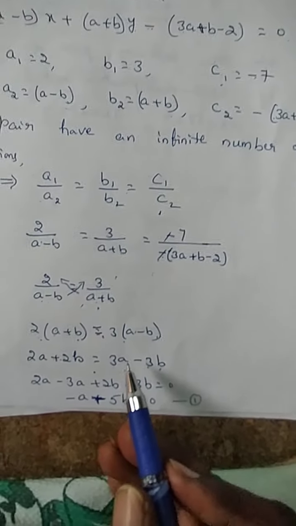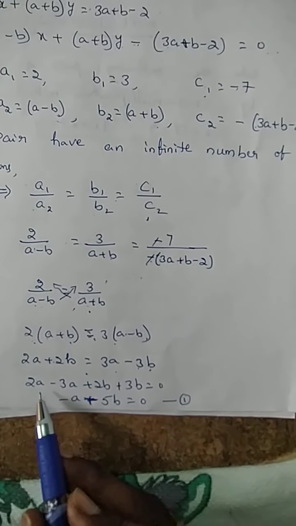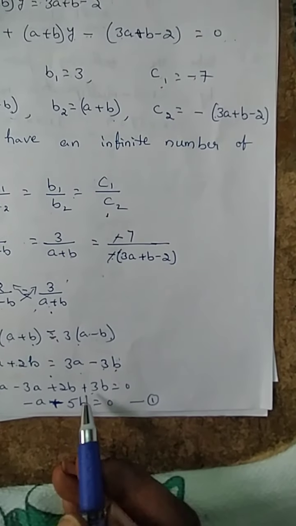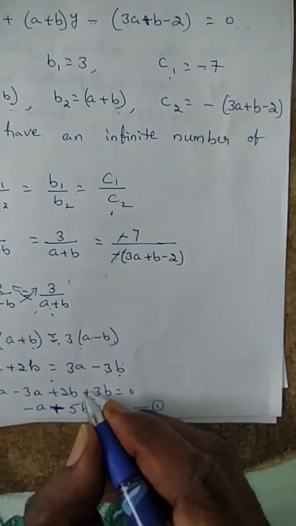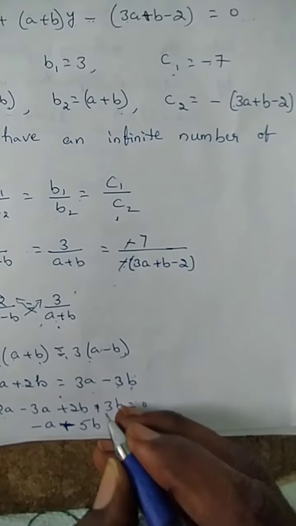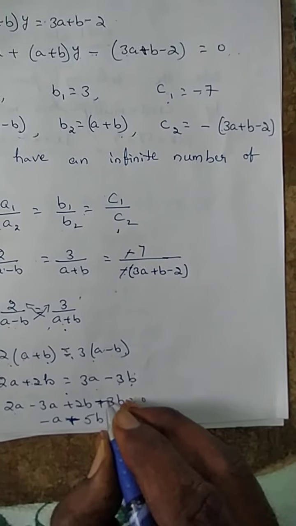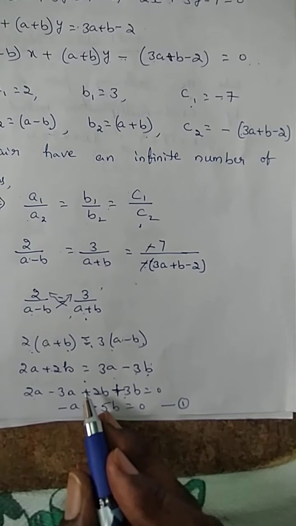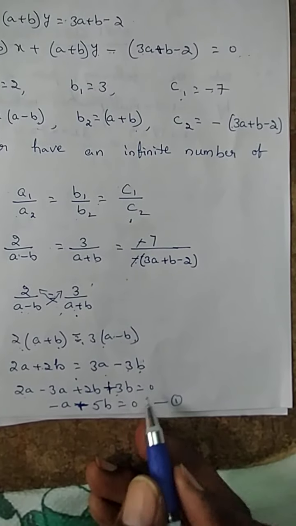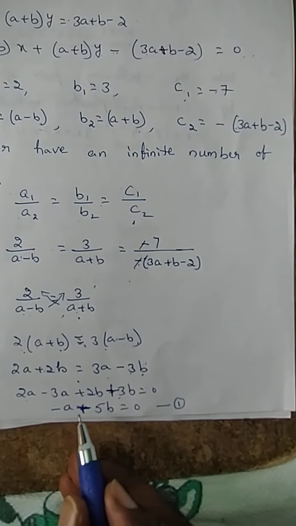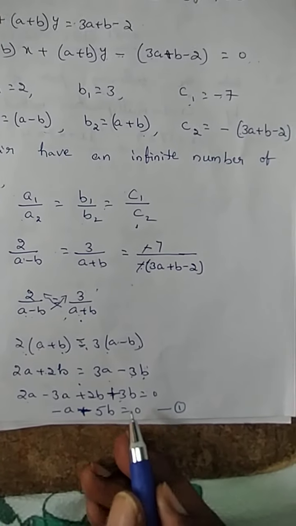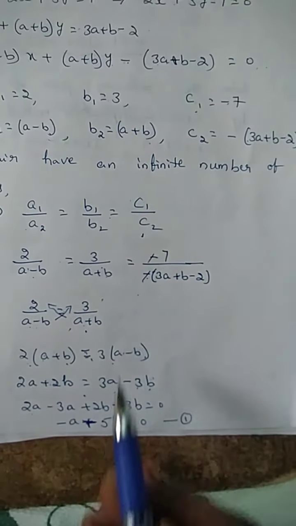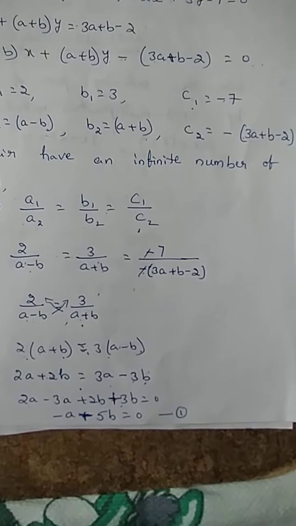3a minus 3b. So all the values are transposed to that side: 2a minus 3a plus 2b plus 3b. Why? Because minus is changed to positive. So 2a minus 3a is minus a, and 2b plus 3b is plus 5b. Now the first equation is minus a plus 5b is equal to 0. So by comparison of the first and second ratios, we got minus a plus 5b is equal to 0.